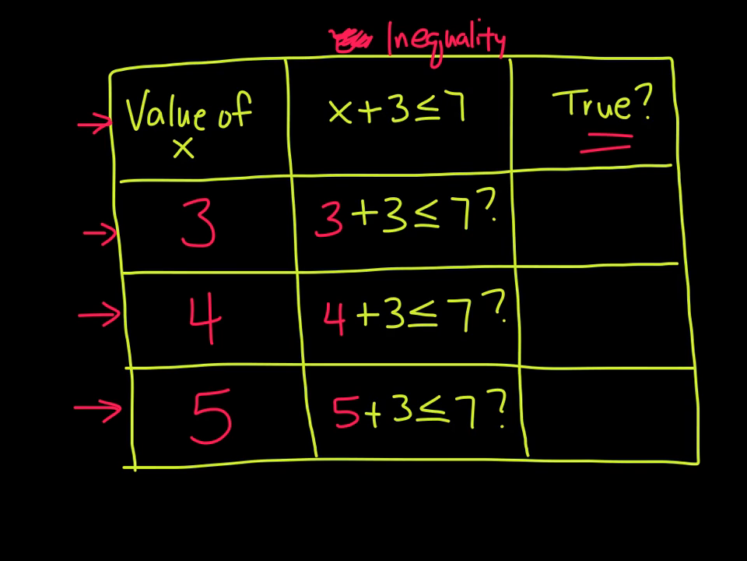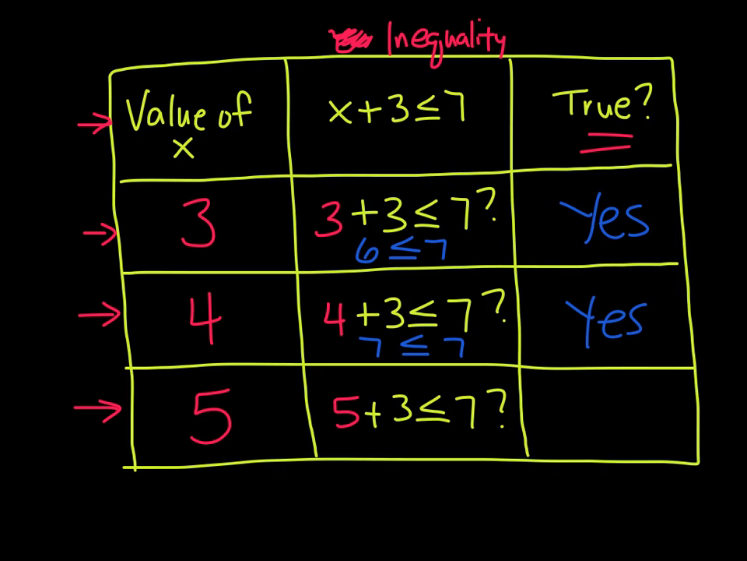So to quickly solve them, let's start with order of operations. 3 plus 3 is 6. Is 6 less than or equal to 7? Yes, it is, because that's true. It's not equal to 7, but it is less than, so it is true. Let's try the next one. 4 plus 3 is 7. Is 7 less than or equal to 7? Yes, it's equal to it. That's the question we're asking because that's the symbol it's given.